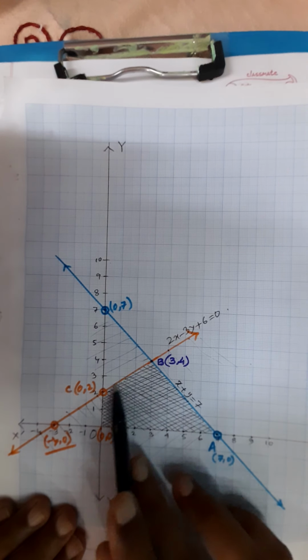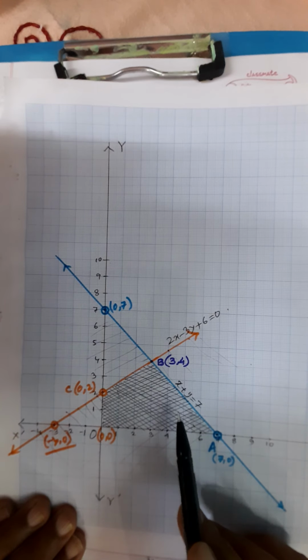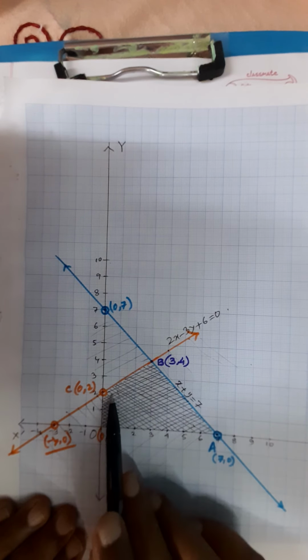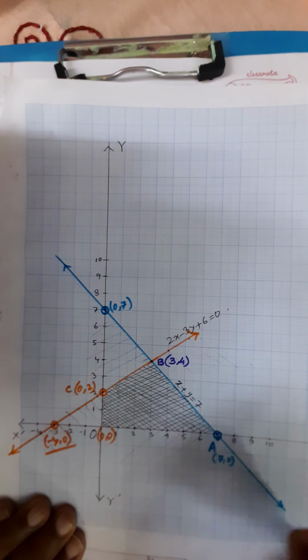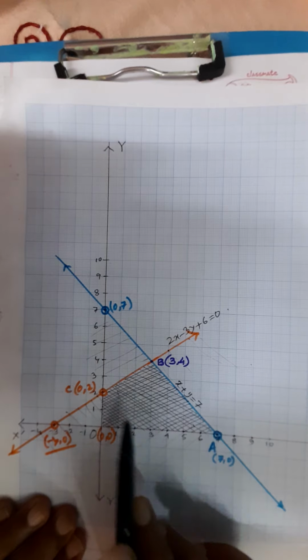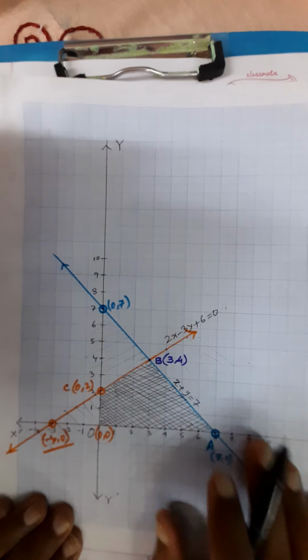Now what is the common part? The common part is this. And one more thing: x is greater than 0 and y is greater than 0, so the region lies in the first quadrant only. The other quadrants will not be taken. So this is the common region, the feasible region for the constraints.